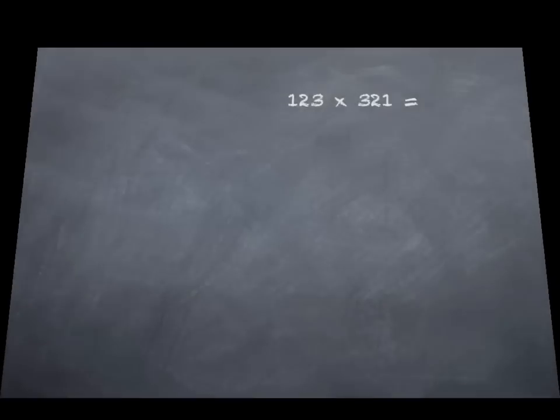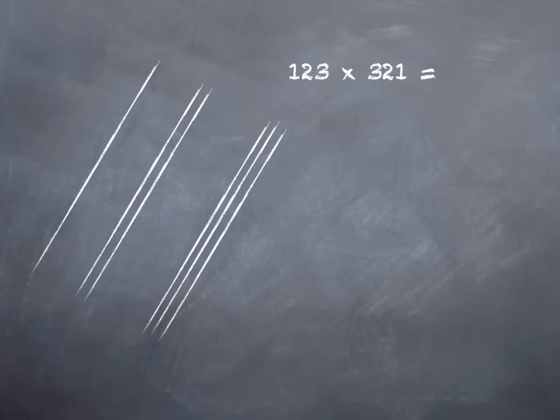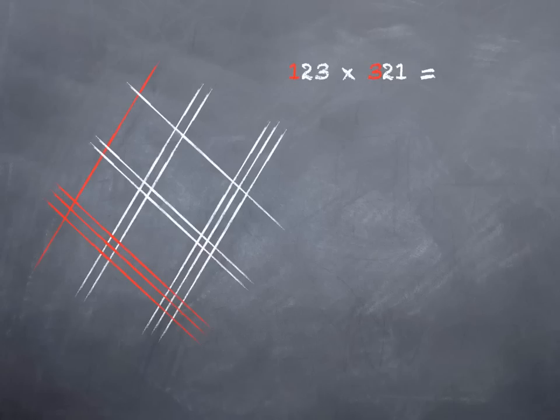If we want a little bit trickier problem, one that requires regrouping, we can try 123 times 321. There's 3 hundreds, 2 tens, and 1 1. And let's color code them again. Hundreds, tens, ones. Well, if I look out here where my ones intersect my ones, I wind up with 3 intersections. And so I leave that 3 in the ones place.